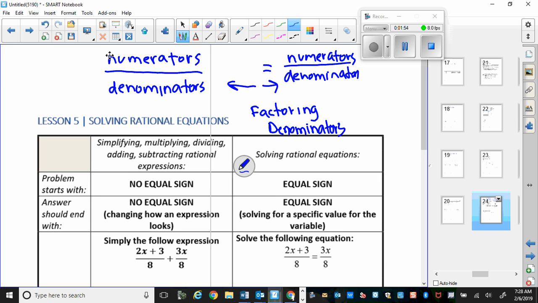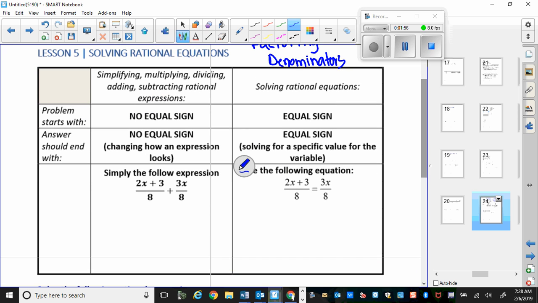But just looking at the comparison between the things we've done so far and what we're going to do today. So far, we've simplified rationals, we've multiplied, divided, added, and subtracted rational expressions. This problem starts with no equal sign. There's a number of different ways to approach it, but the answer should end with no equal sign.